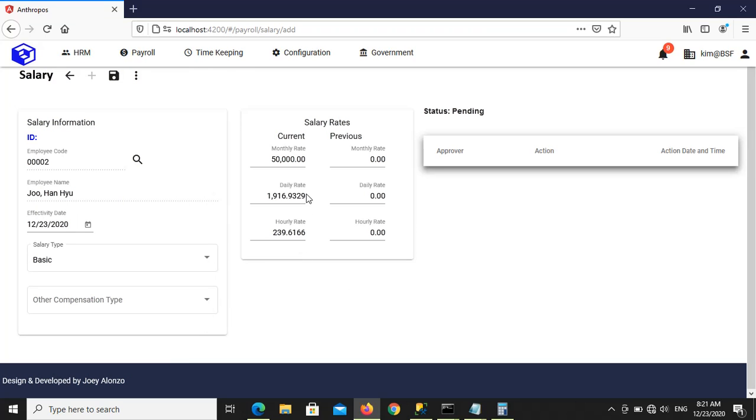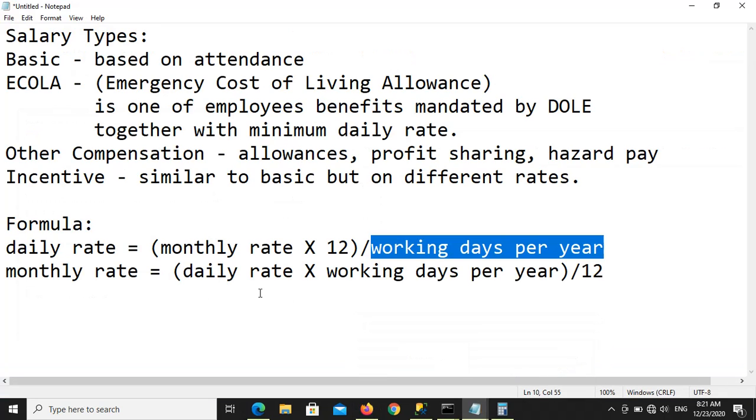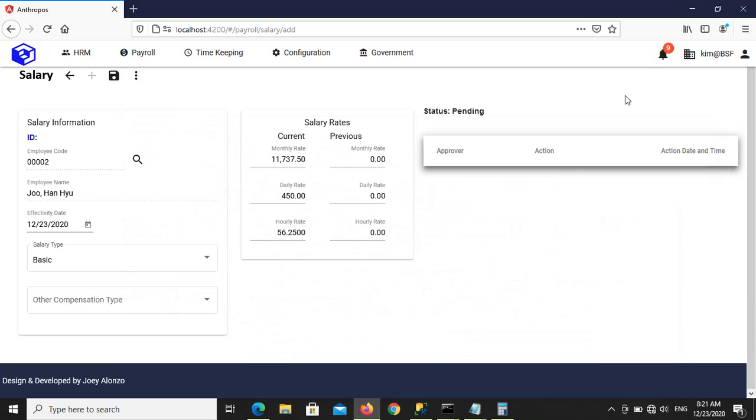Now, if I enter the daily rate instead of the monthly rate, for example, this is a daily rate employee on a minimum wage earner. Let's say the minimum wage is, let's say, 450 per day. As you can see, the monthly rate is automatically calculated, which is based on this formula: daily rate multiplied by working days per year divided by 12.